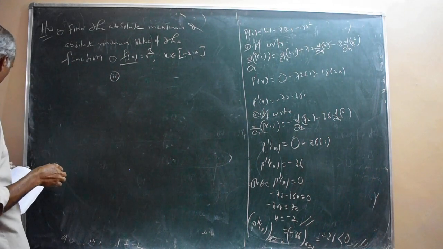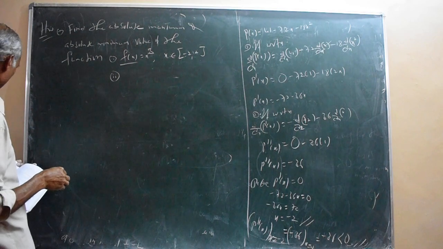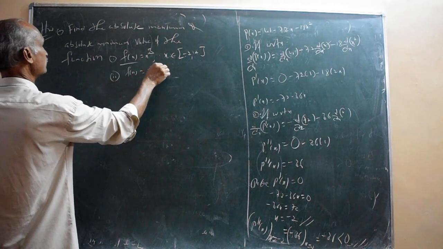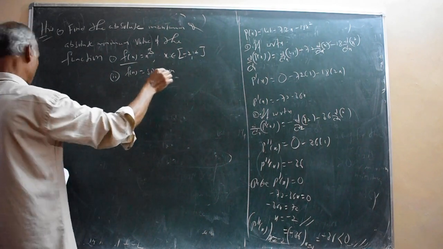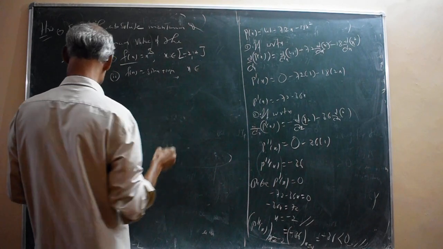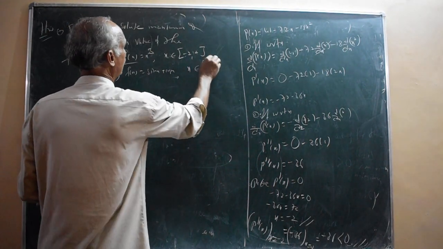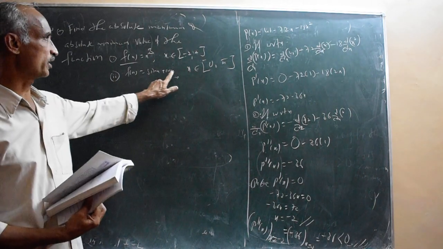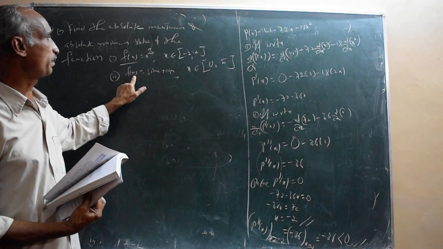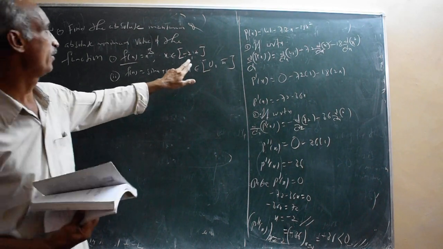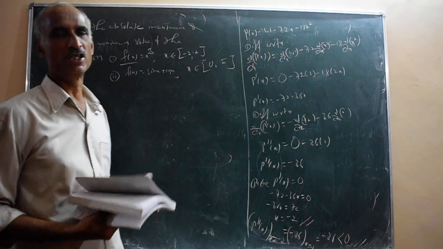The second one is f of x equals sin x plus cos x, where x belongs to the closed interval 0 to pi. That means a is 0, and f of 0 is sin 0 plus cos 0, which is 1. B is pi, sin pi is 0, cos pi is minus 1. Therefore, f of a is 1 and f of b is minus 1.